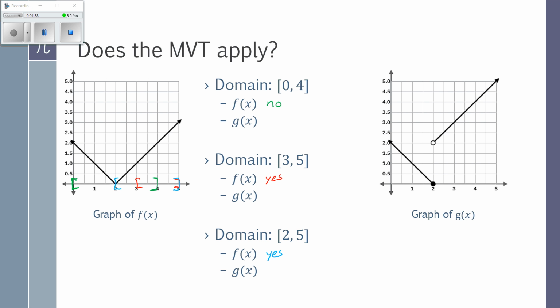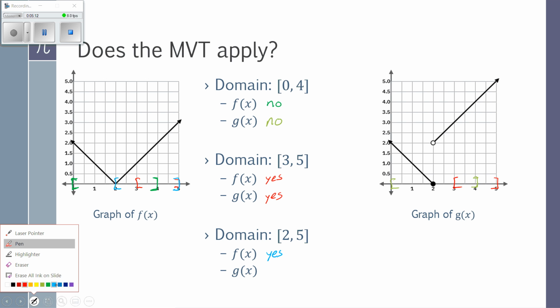If I do kind of the same idea over here on g of x, from 0 to 4, my function is not continuous. So I don't even bother checking differentiability. The MVT does not apply. If I look from 3 to 5, my function is continuous from 3 to 5 because the discontinuity is outside of that interval. And it is differentiable from 3 to 5, so the MVT does apply.